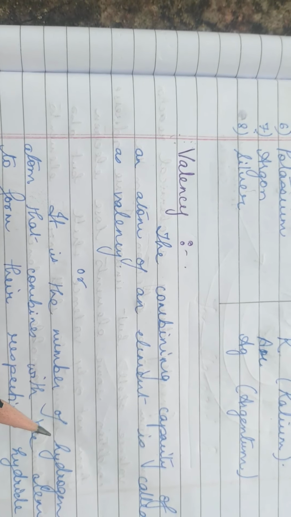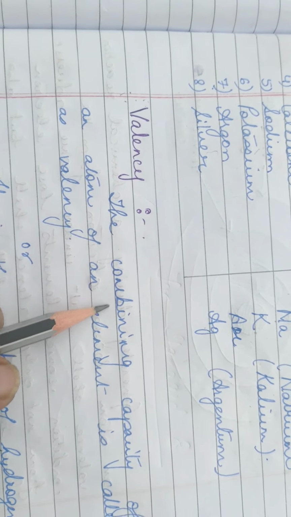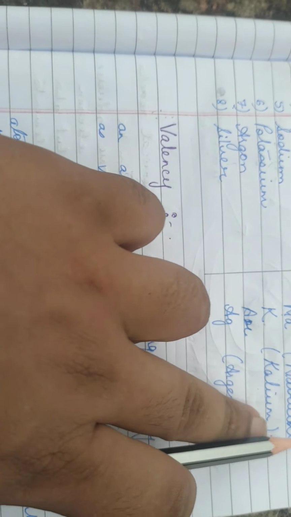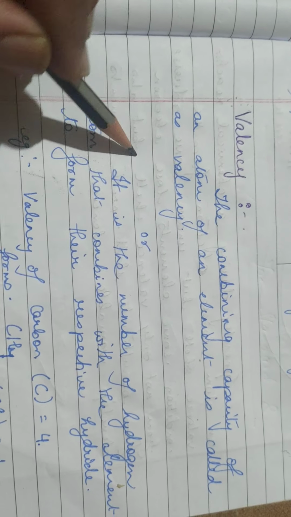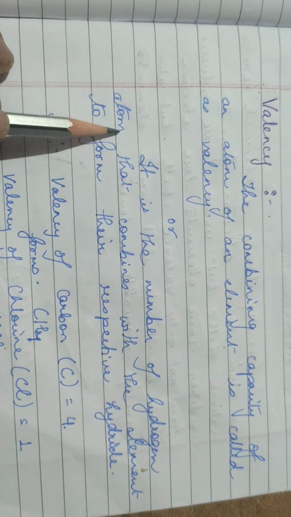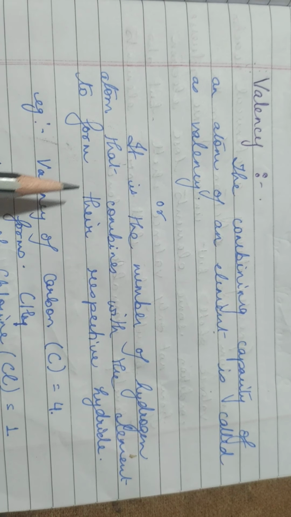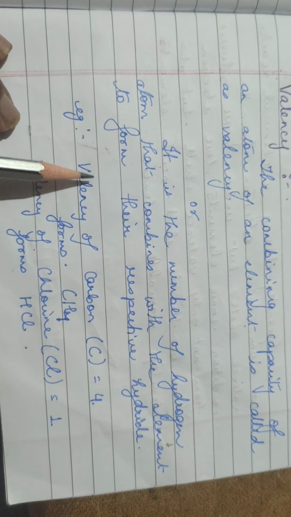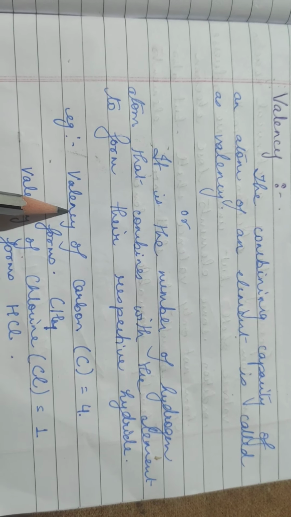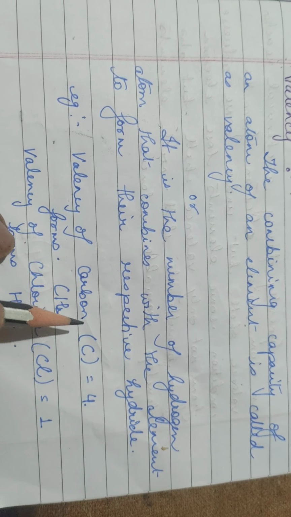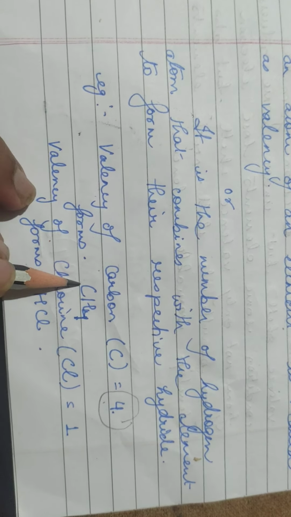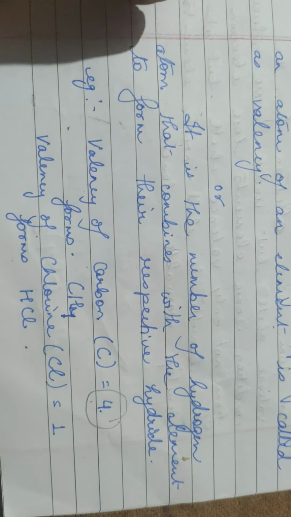Valency, which is otherwise called the combining capacity of an atom of an element. In other words, we can define valency as the number of hydrogen atoms that can combine with an element to form the respective hydrides. Let us understand this second definition. If we want to find out the valency of carbon, which is 4, how can I be so sure that carbon's valency is 4? Look at this formula, CH4.